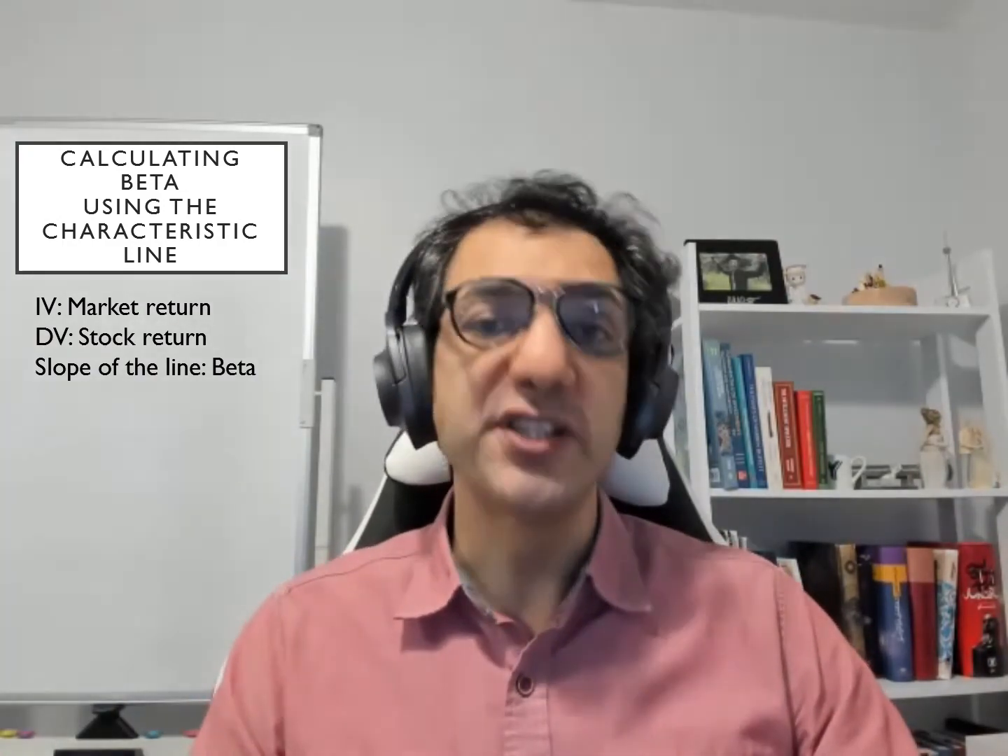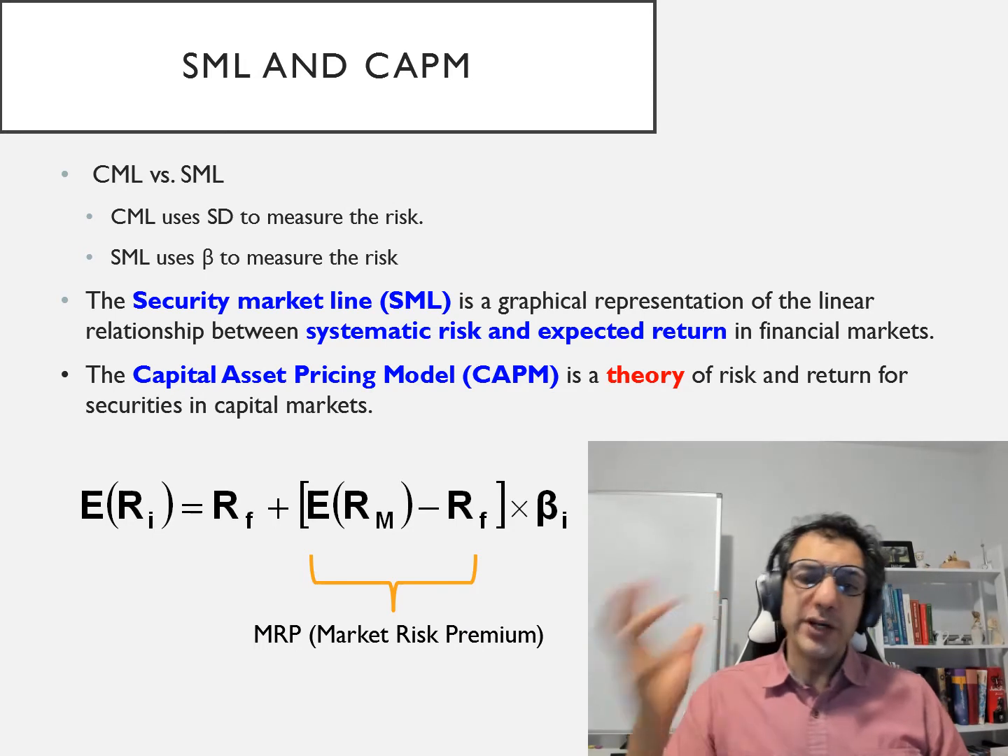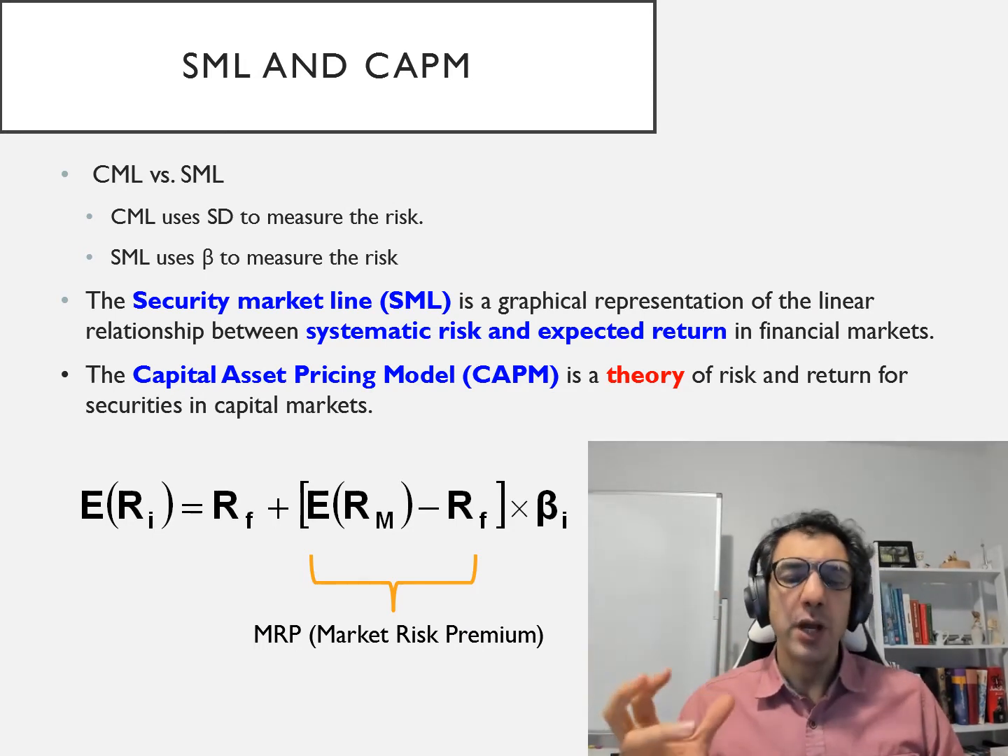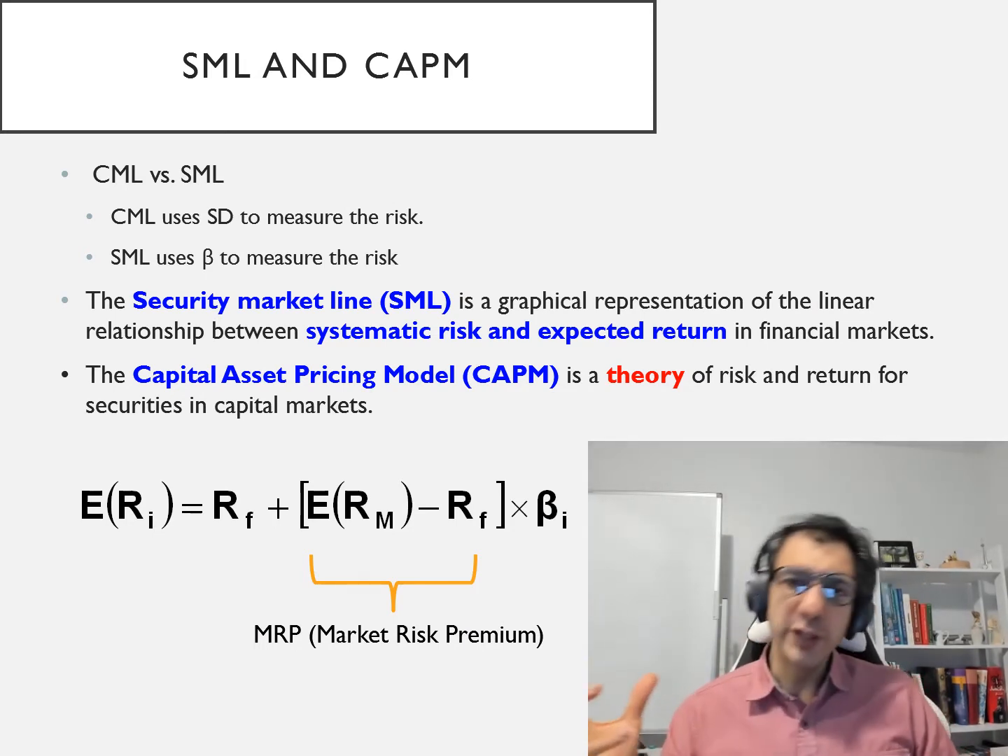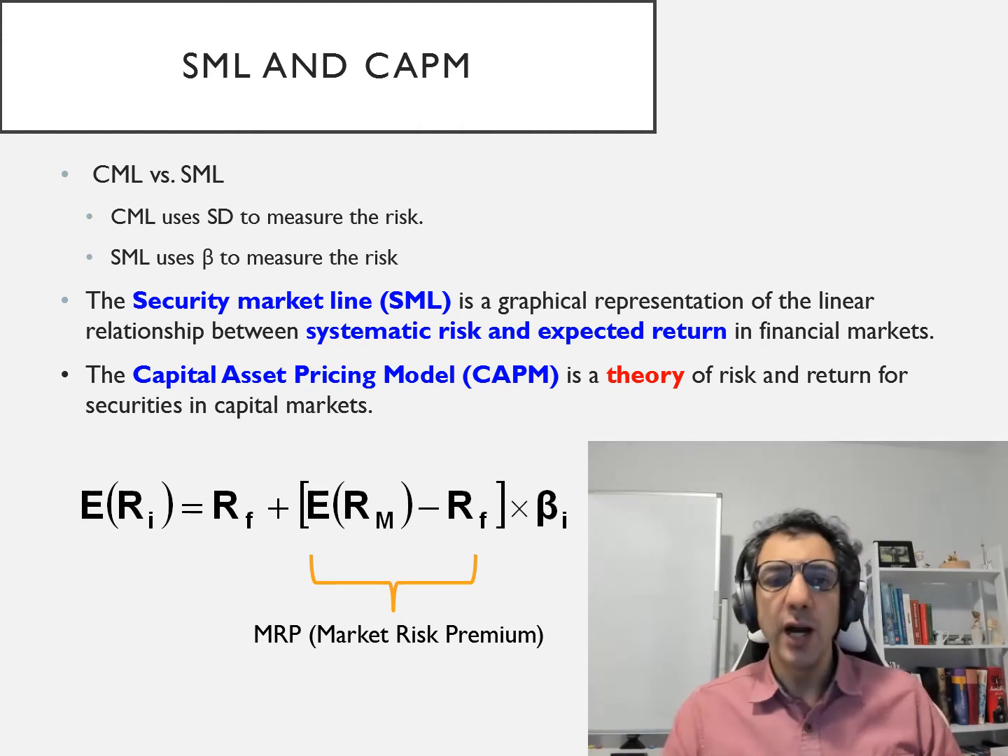In the next lesson, I will talk in more detail about how you can use the actual data from Yahoo Finance and the Excel file to estimate the slope of this line, which is your beta coefficient. Now, we are able to measure the beta either using the covariance formula or the characteristic line. So what?